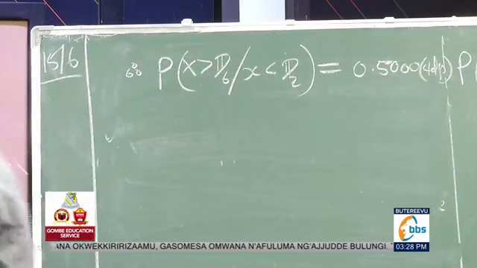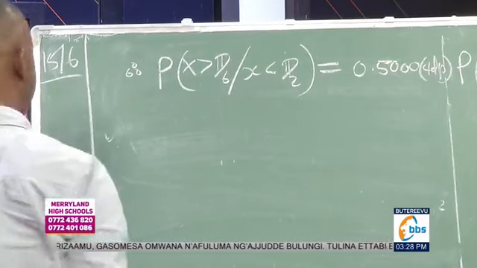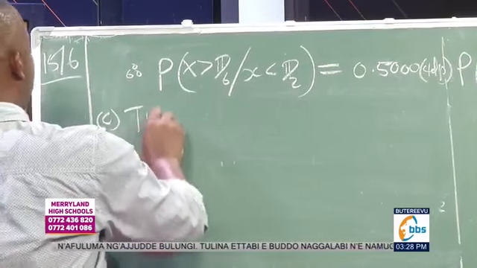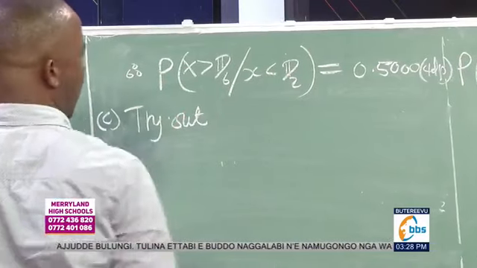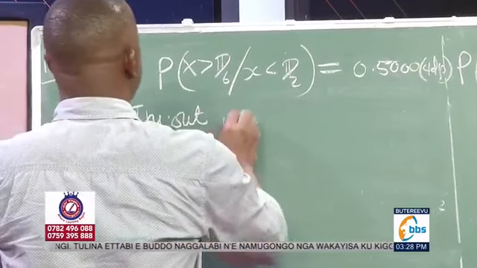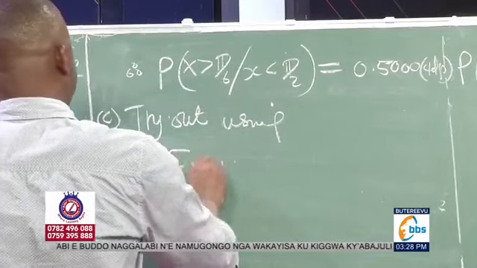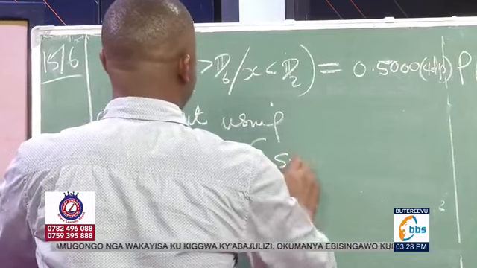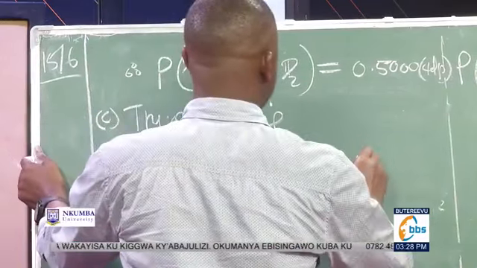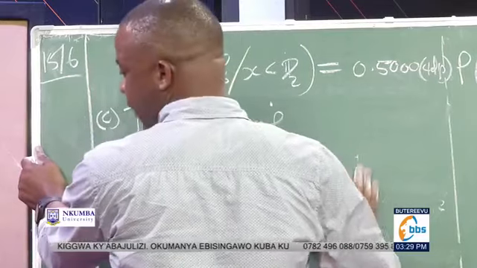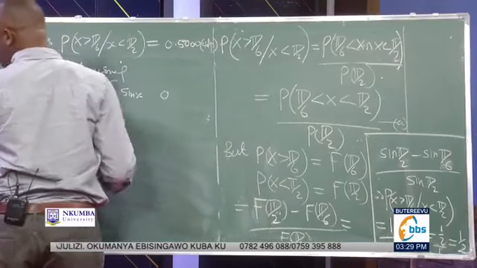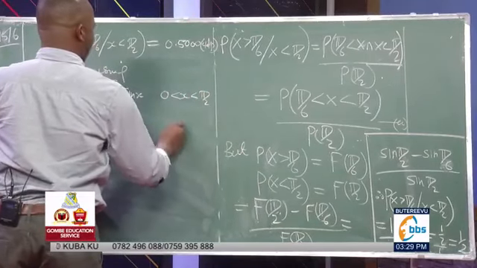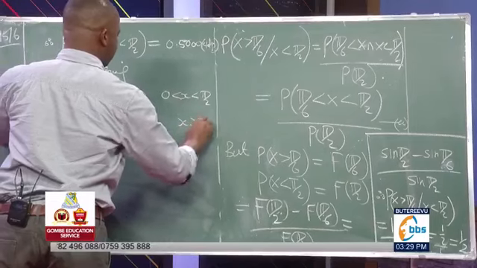You can capture that. And I'll put part C for you to try out. With the same number, try out just using f of x as 1 as the sine of x from the same range, 0 less than x less than pi by 2 and x greater than pi by 2.